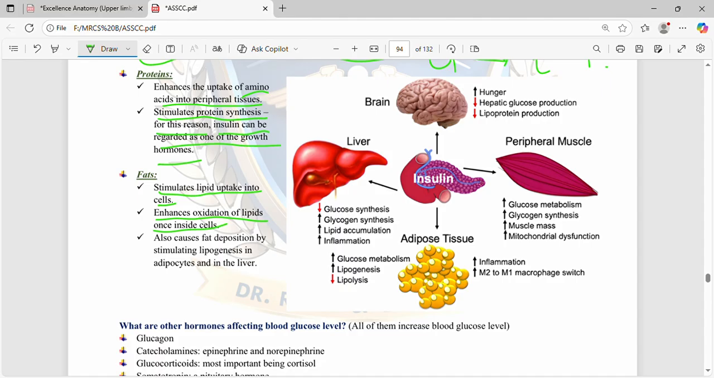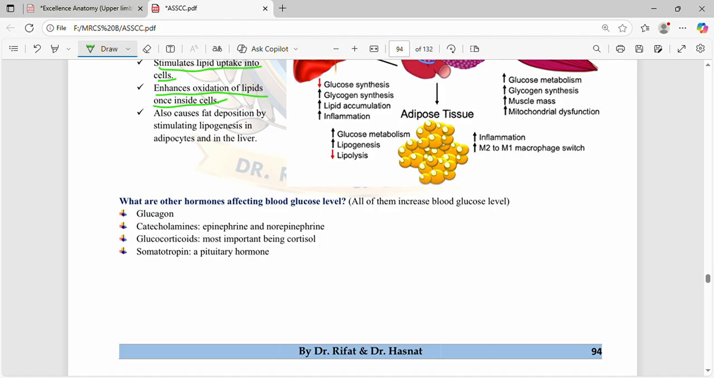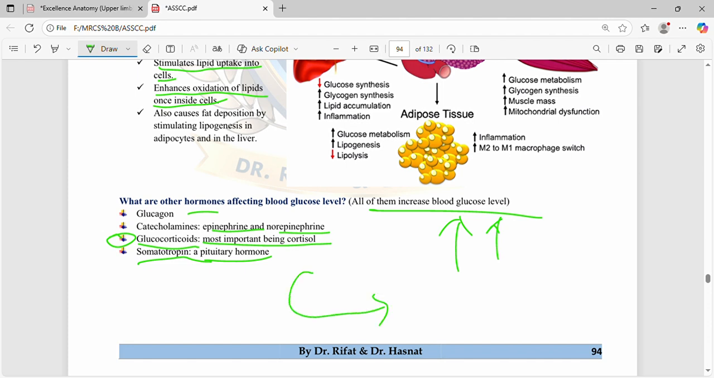So what are the hormones affecting blood glucose? All of them increase the blood glucose. These are glucagon, catecholamines (epinephrine, norepinephrine), glucocorticoids, most importantly cortisol, and somatotropin, a pituitary hormone. They all increase blood glucose level, for example, they mobilize the reserves into the serum.